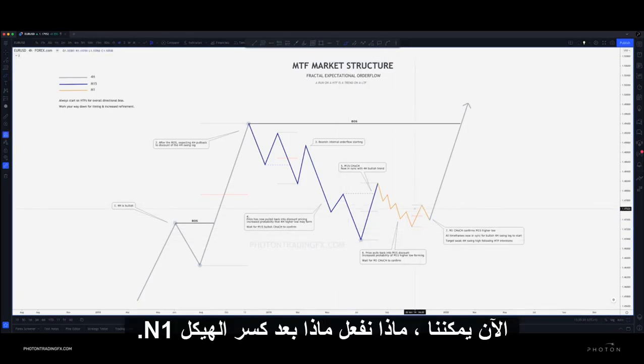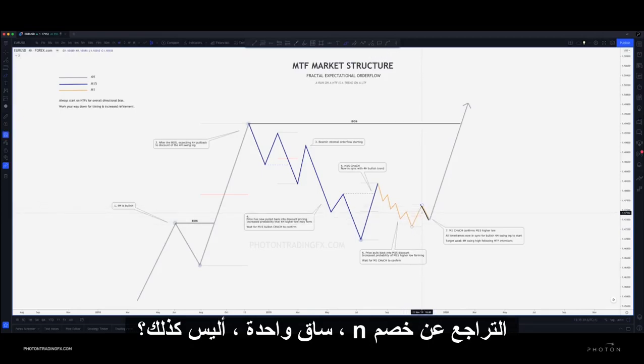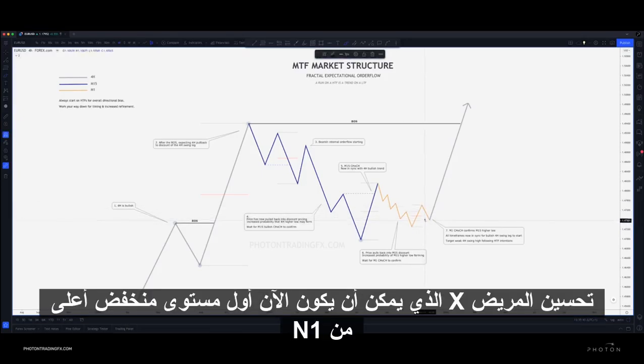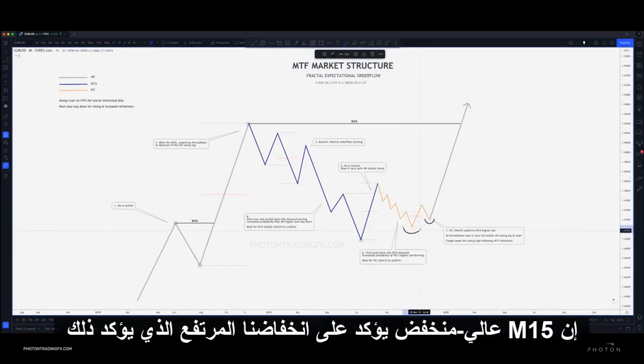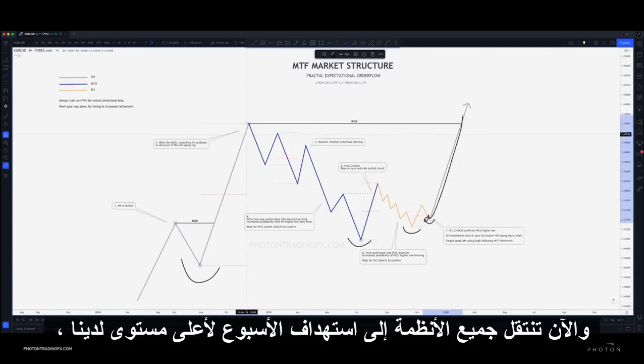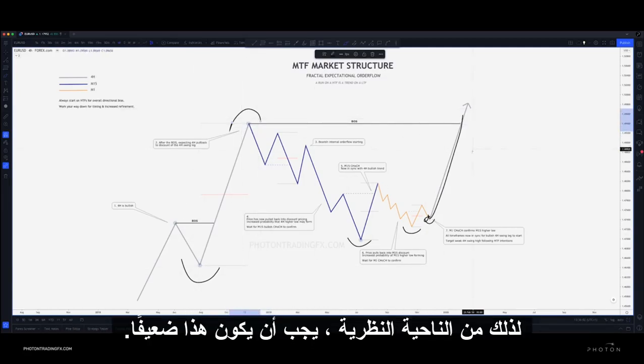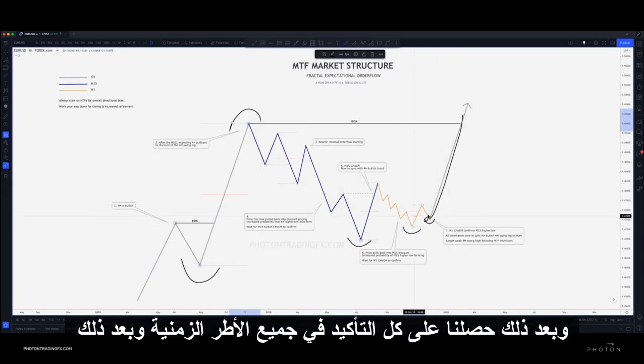Now, after an M1 break of structure, we expect an M1 pullback. And then we can wait for the M1 to pull back into the discount of the M1 leg, again giving us even more confirmation, extra refinement. That can now be our first M1 higher low, confirming the M15 higher low, confirming the 4-hour higher low, confirming that the trend is going to stay intact. And now all systems are go to target the weak 4-hour higher high. This would be to target the weak high because it never took out the low. So in theory, this should be weak. And now we have all the confirmation, all the time frames are in sync.